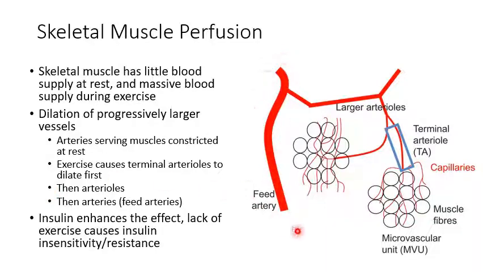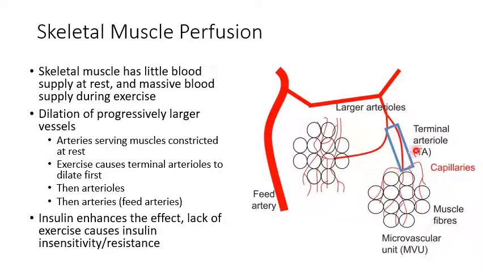So the smallest artery that will serve a skeletal muscle is called the feed artery. Then you have arterioles branching off of that, and smaller arterioles branching off of them. And then you end up at the terminal arterioles, which are the arterioles that lead into each capillary bed in the skeletal muscle.